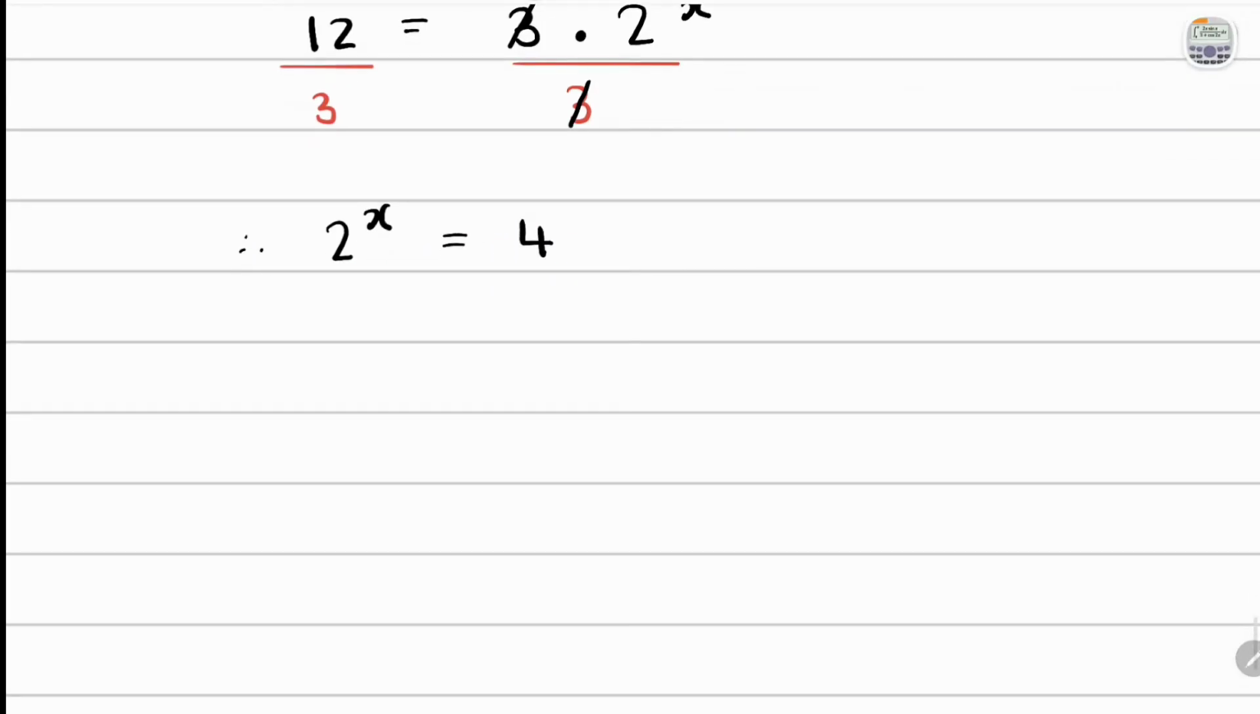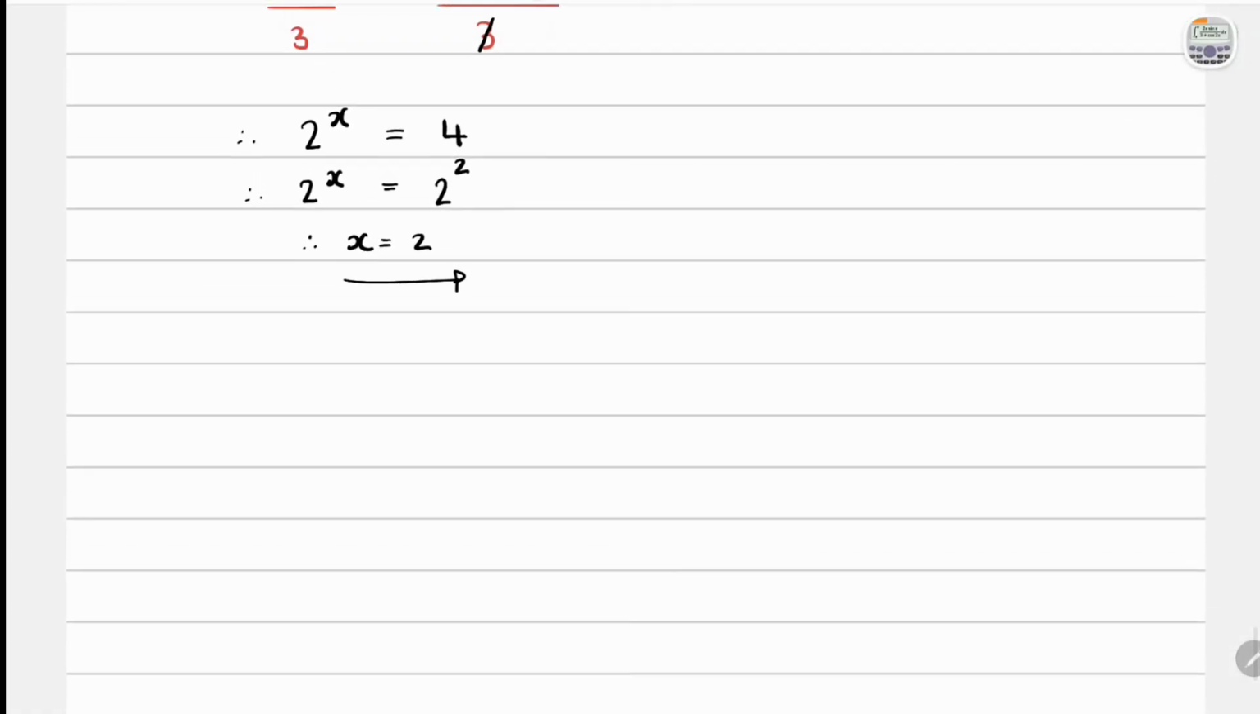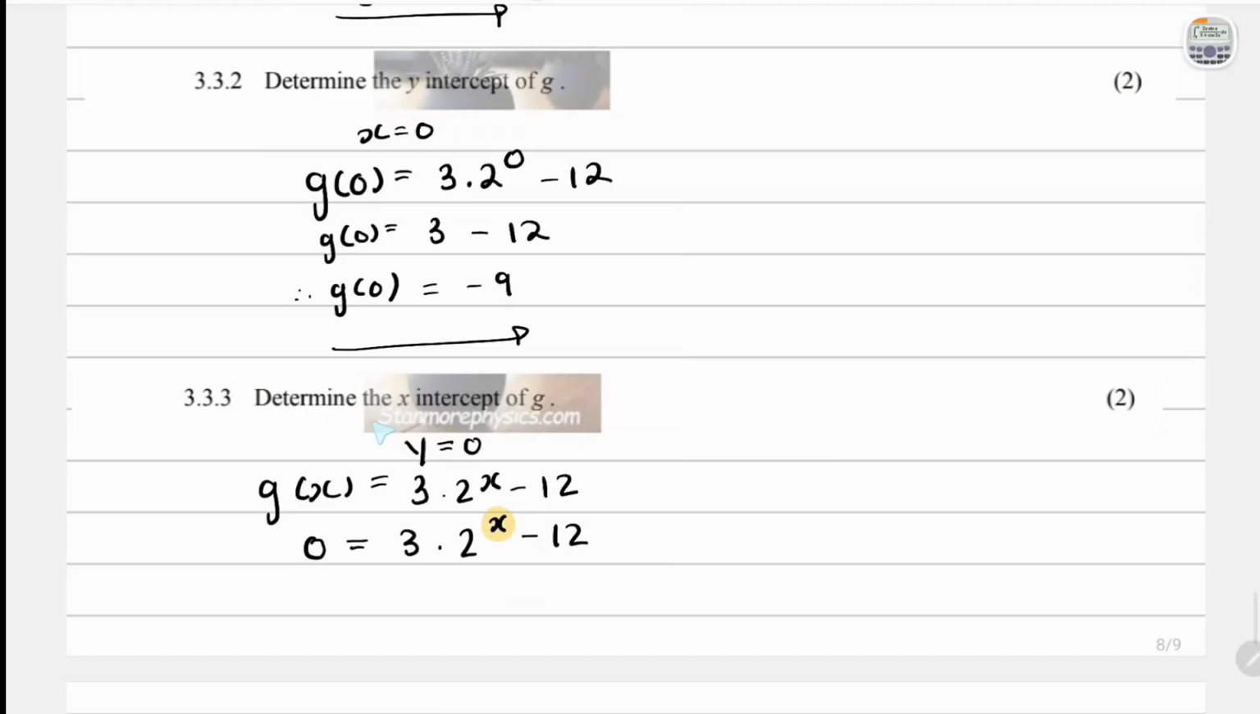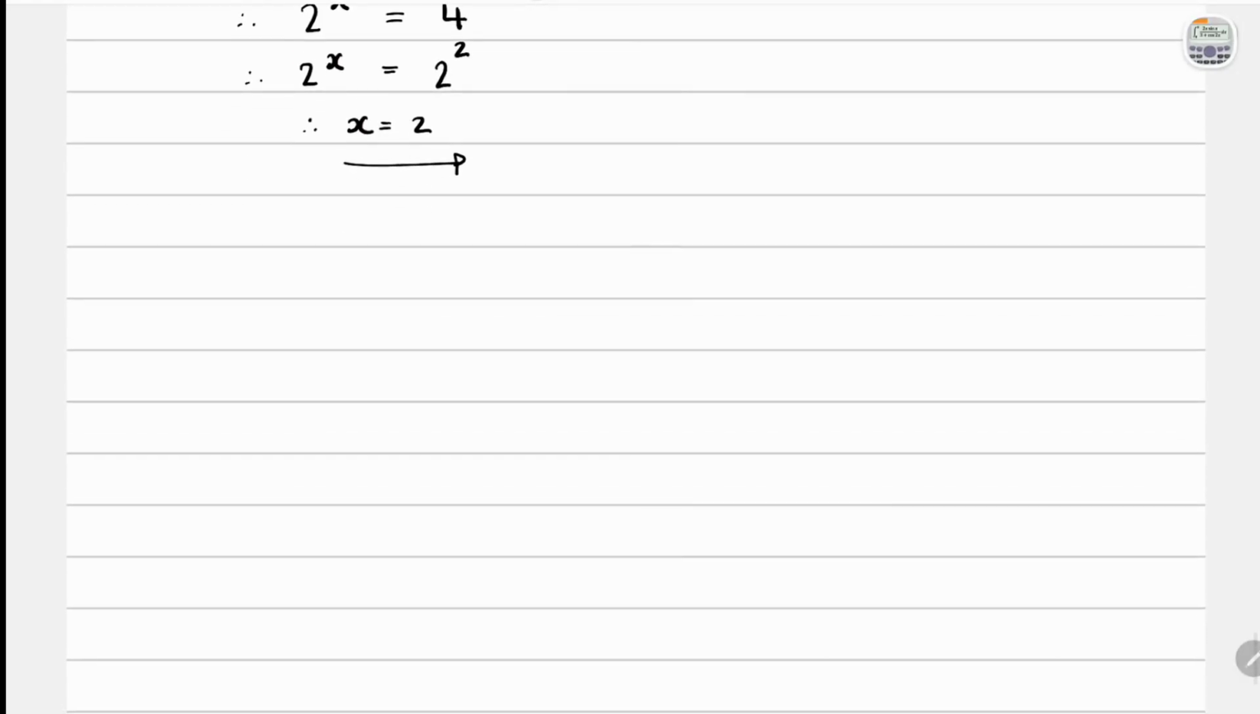Now that we have this, it's an exponential equation. In an exponential equation, you just need to make the bases the same so that we can equate the exponents. So 2 to the power of x is equal to 4, and 4 with a base of 2 is 2 to the power of 2. So therefore, this means that x is equal to 2. And there we go. So our x-intercept is x is equal to 2. You don't really have to write this as a coordinate because they didn't ask for the coordinates. They just want you to determine the x-intercept. Okay, moving on to the last question for this paper.